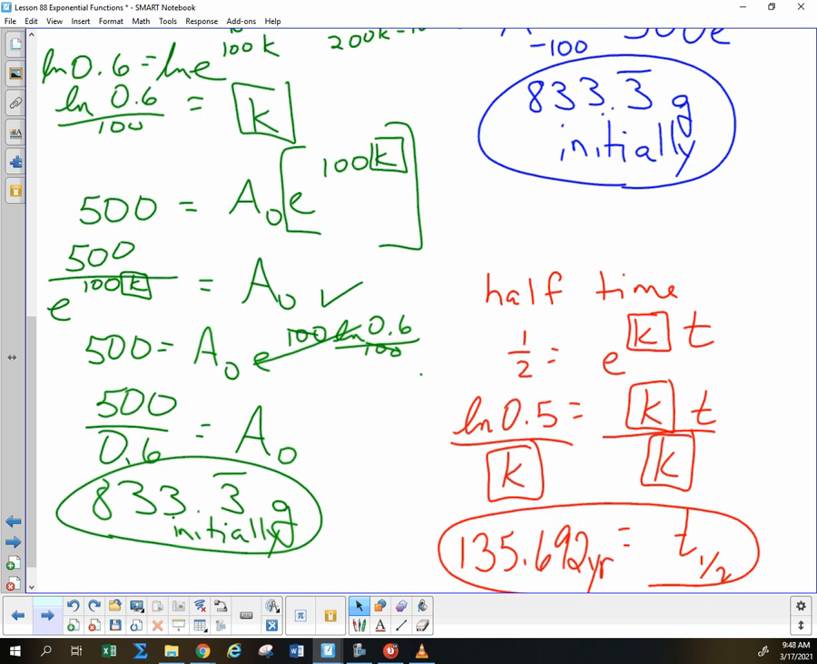Anybody with questions on these exponential problems? Again, I've tried to model that there will be several ways that you might approach these that are equally correct. So think through what's going to be the easiest for you on a problem, what's going to be the easiest one for you to keep straight and follow through with.